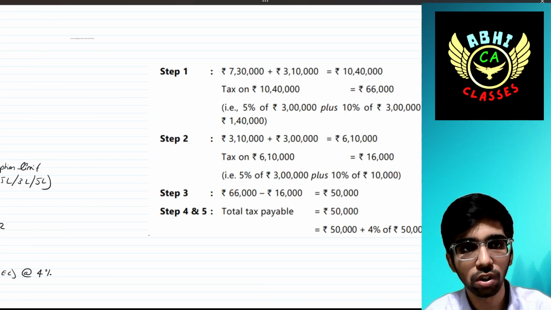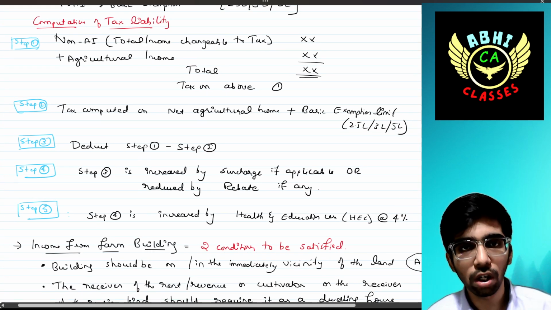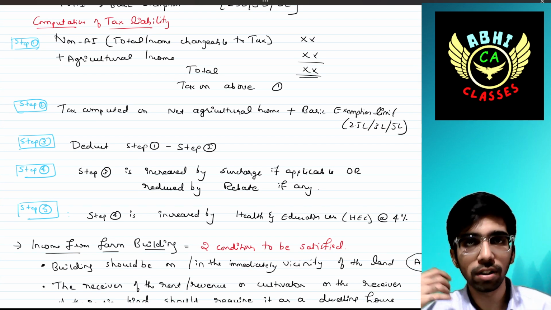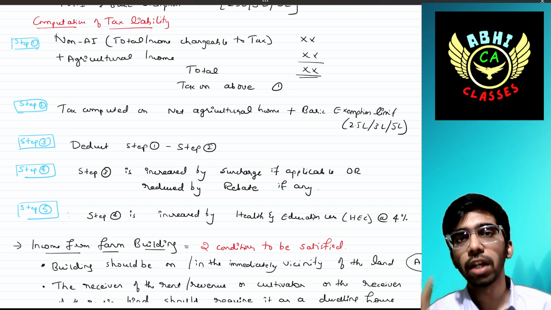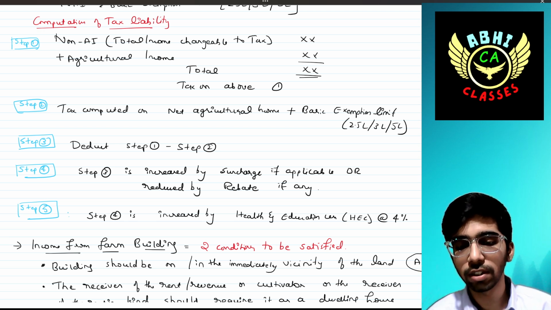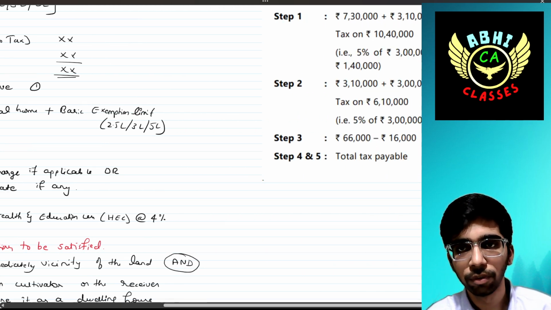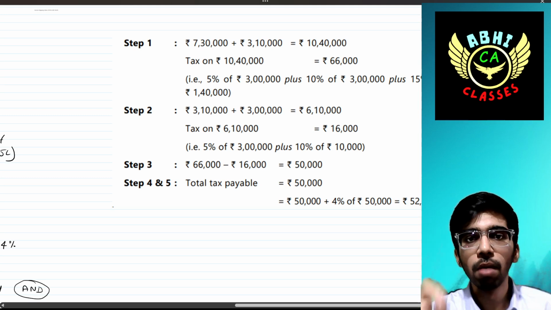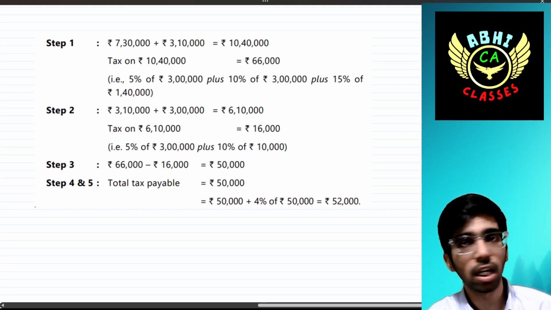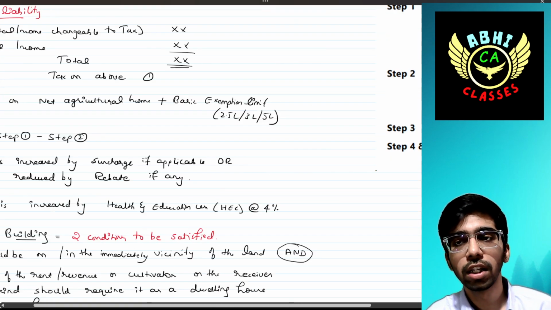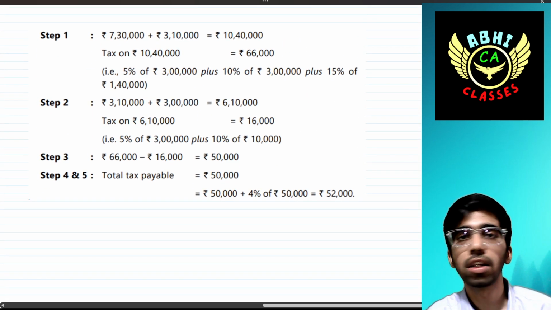That comes to 66,000. Next, step 2: tax computed on net agriculture income plus basic exemption limit. If you are not a senior citizen, then the basic exemption of 2.5 lakh plus agriculture income. Senior citizen, 3 lakh plus agriculture income. Super senior citizen, 5 lakh plus agriculture income. Opting 115BAC, 3 lakh plus agriculture income. In this case, we will assume that he is opting for the new tax regime. The basic exemption limit is 3 lakh plus agriculture income of 3 lakh 10,000, that is 6 lakh 10,000. Tax on the same is 16,000. Next, deduct step 2 from step 1. In this case, 66,000 minus 16,000 is 50,000.